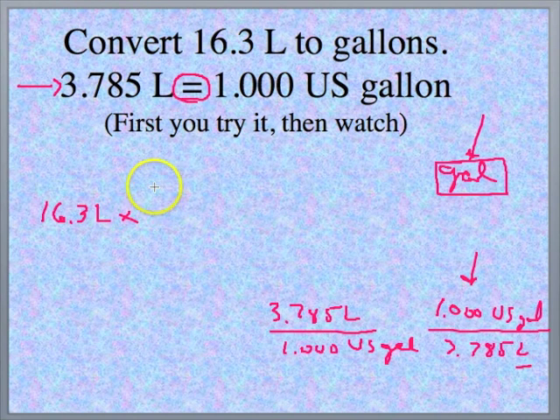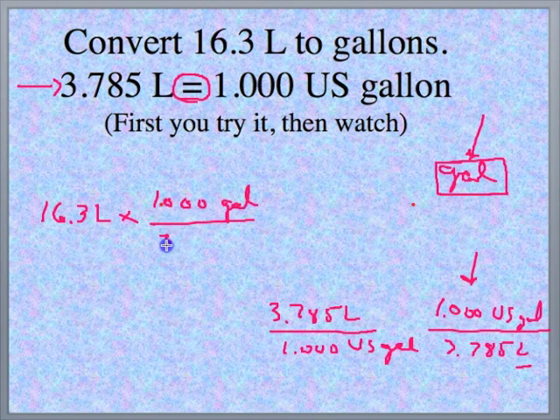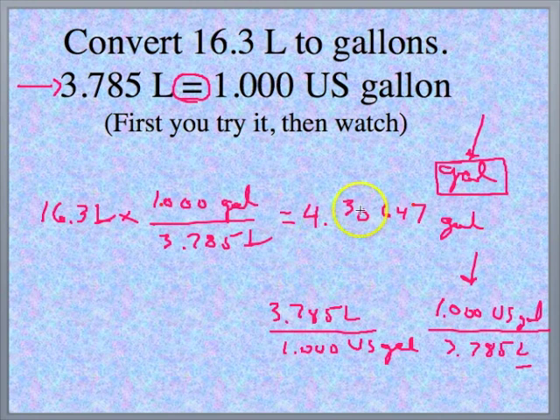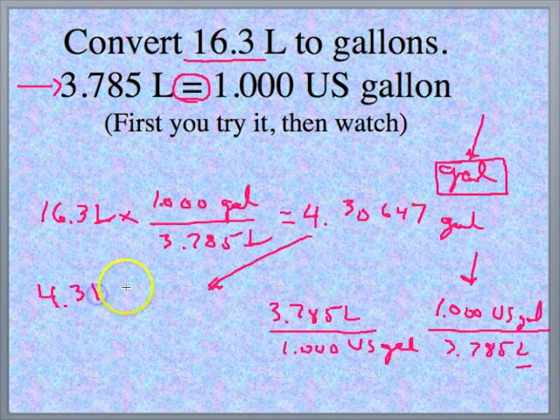So I'm going to put 1 gallon in the numerator, and I'm going to put 3.785 liters in the denominator. As I said, liters will cancel out, and I will end up with gallons. And that's way too many significant digits. This is a multiplication, and the data going in, I have 3 sig figs in the 16.3, so I have to round off the answer here to 4.31 gallons.